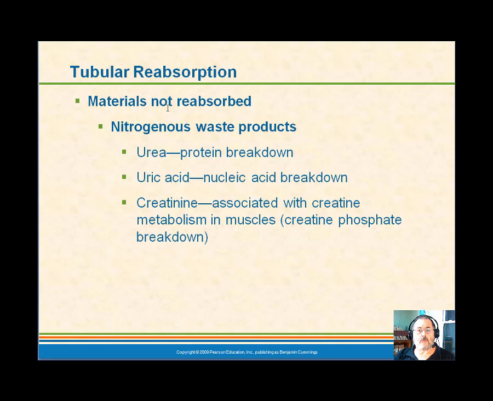Now, materials that are not reabsorbed include nitrogenous waste products, urea from protein breakdown, uric acid from nucleic acid breakdown. These are the things that give urine its slightly yellowish color and its slightly pungent smell. And also creatinine, which is associated with creatine metabolism in muscles. So creatine phosphate breakdown. So if you are working hard, you will have creatinine, peeing out creatinine.